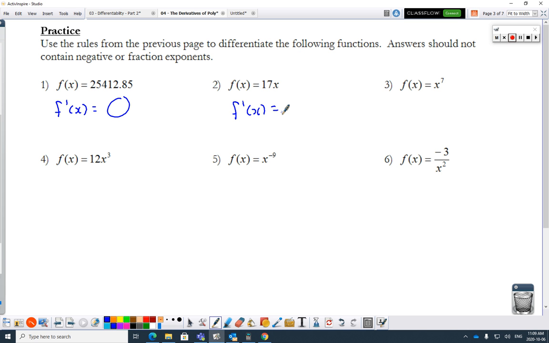Derivative of 17x. Just 17, yeah? If you want, it's actually 17 times 1, because the derivative of x is 1. Yeah? But I don't know that that's how people think about it.